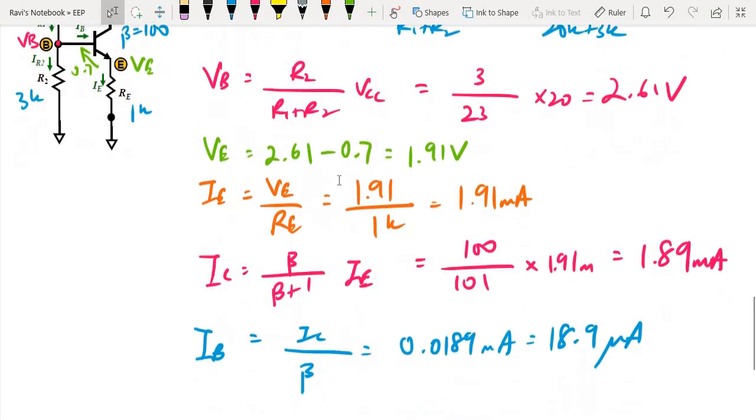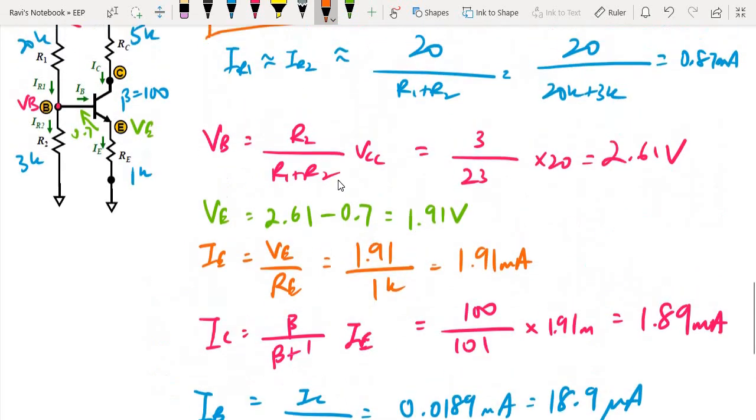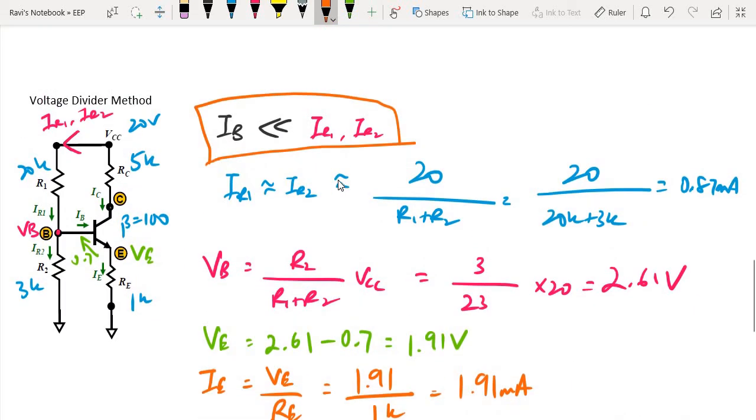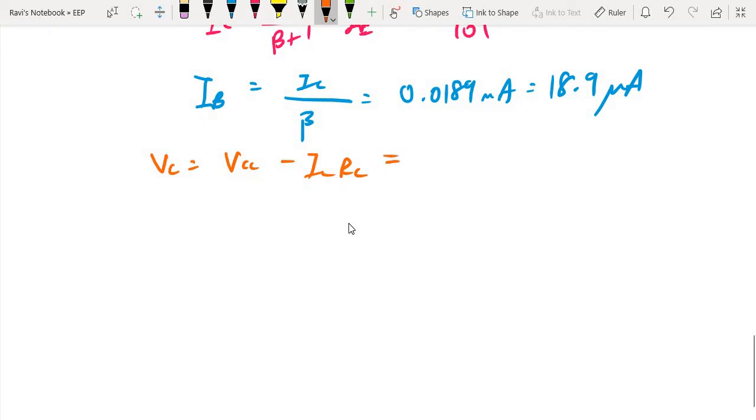Alright, so the last step is to calculate VC, and then we want to confirm that it's in the forward active region. VC is VCC minus ICRC. Why? Because the voltage at this point is VCC minus the voltage drop across RC. So that will be equal to 20 minus 18.9 milliampere multiplied by the 5k resistor. That will give me 10.55 volts.